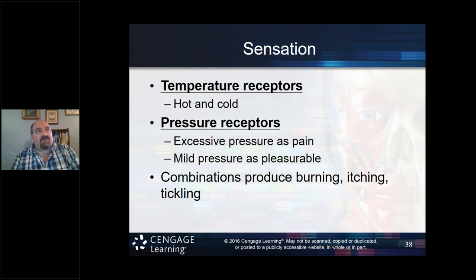Also, there are sensory receptors in the integument, whether for temperature or pressure, light or deep pressure, and depending upon where they're located in the integument, they can be an important aspect also.